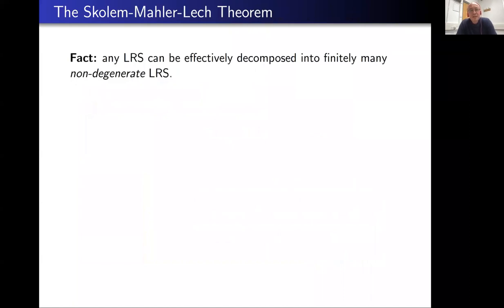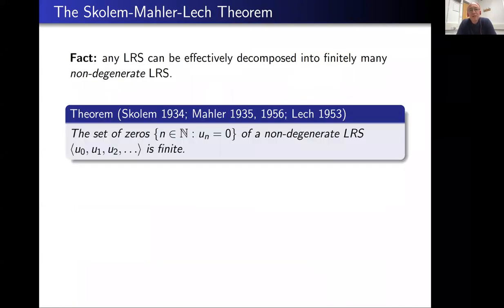Now, a fact: every linear recurrent sequence can be decomposed into finitely many what are called non-degenerate linear recurrent sequences. Let me give you an example. You take the sequence U sub n such that U sub n is zero for all n odd, and U sub n is two for all n even. Then, if you think about it, this sequence is constant every two terms. So you can say that the minimal recurrence is u sub n plus two equals u sub n, and that's a linear recurrent sequence of order two.